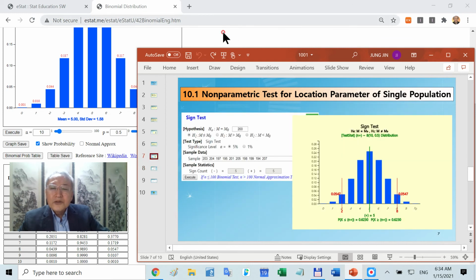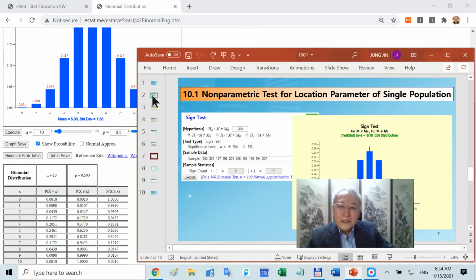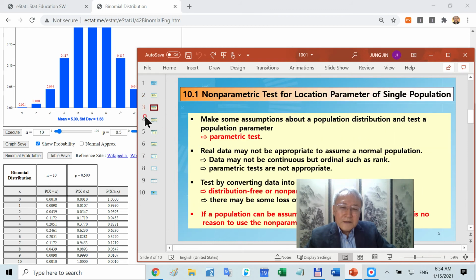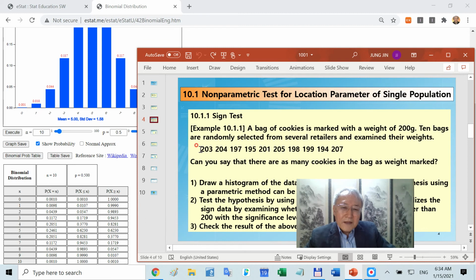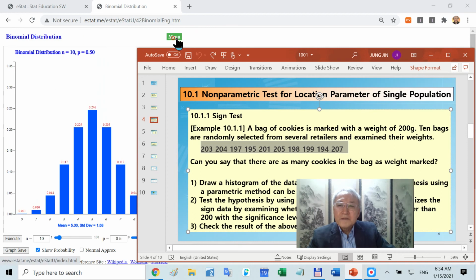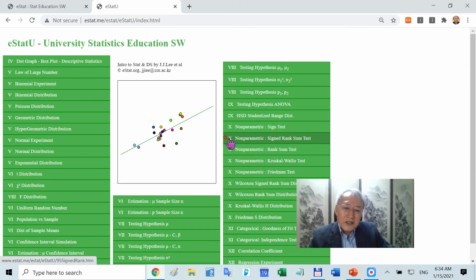Okay, let's do it in E-STAT-U. We have data like this. Let's copy these and get into the sign test. Okay. Where is the sign test? Non-parametric, these are chapter 10. Here's the sign test.